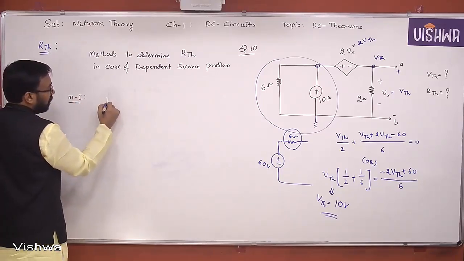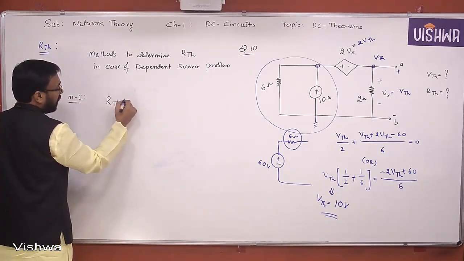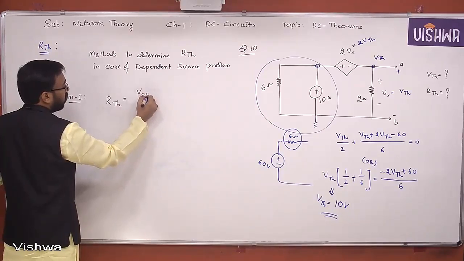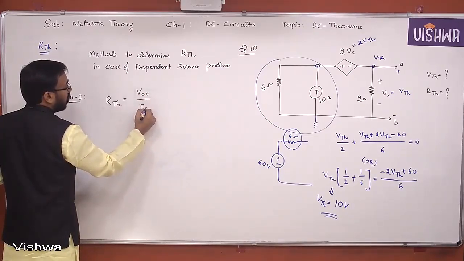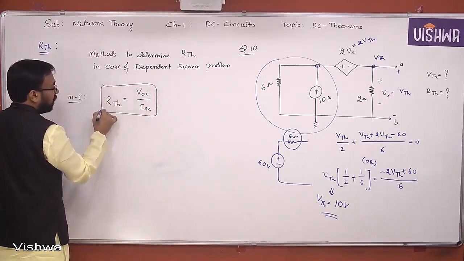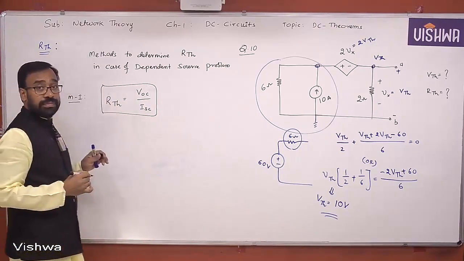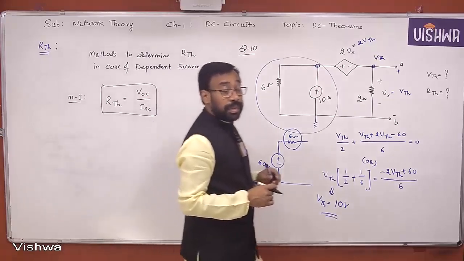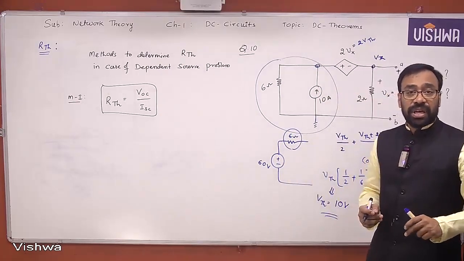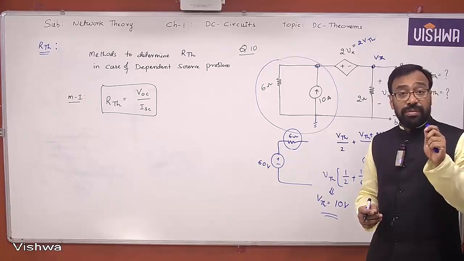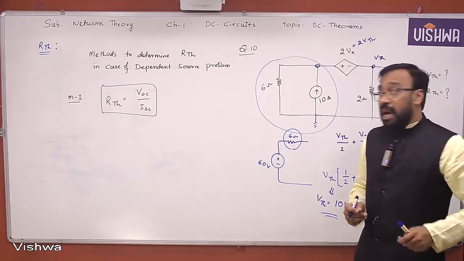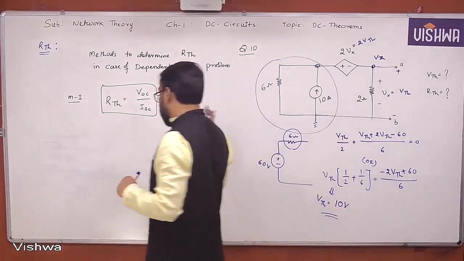It is simple: we learned Thevenin's equivalent resistance is nothing but open circuit voltage by short circuit current. That is nothing but Thevenin's equivalent voltage by Norton's equivalent current. You can use the formula, but sometimes the formula may not be feasible. Sometimes the formula may not be convenient to apply for a given problem. I will also give some examples while doing the problems.